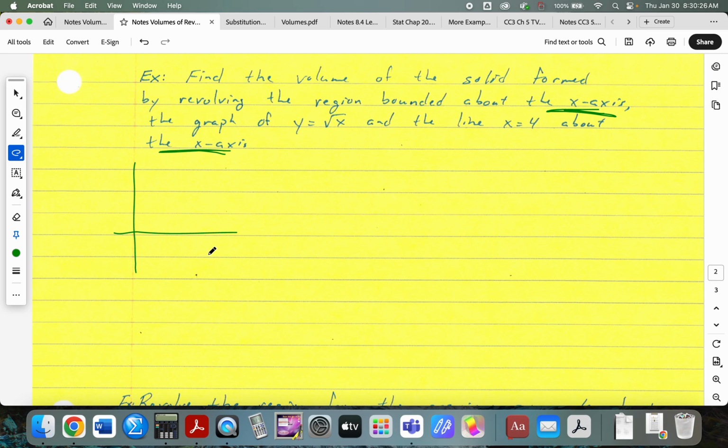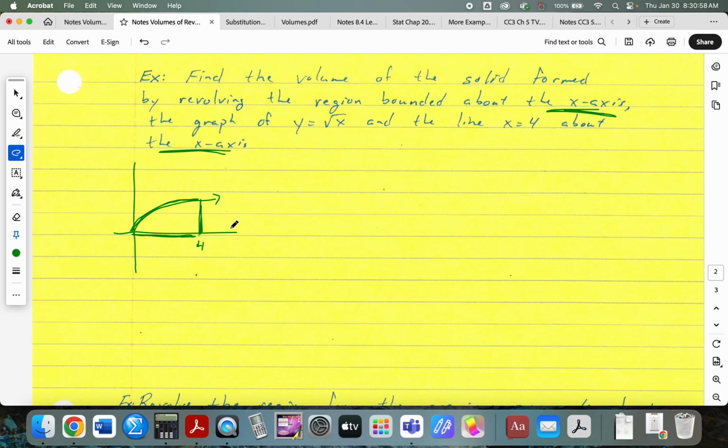So the graph of y equals the square root of x is the top half of a sideways parabola. The line x equals 4 is a vertical line going to 4 here, and the x-axis. I usually go over my borders just so this is the part that I'm interested in.